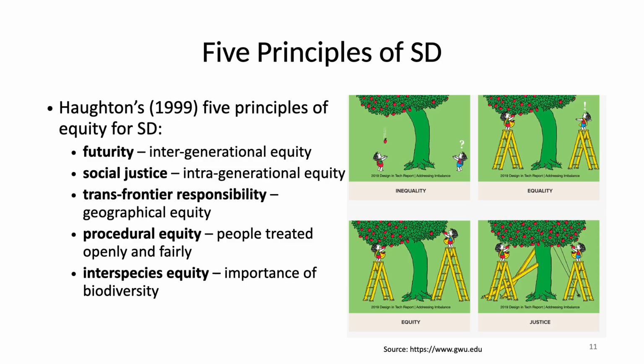Social justice, or intragenerational equity rather, focuses on the current generation and recognizes that the present inequities created by stratification like gender, class, caste, religion need to be addressed, and these are the underlying causes for social injustice which need to be taken care of. The third principle of transfrontier responsibility, or geographical equity, advocates that local policies should be geared towards resolving both global as well as local environmental problems.